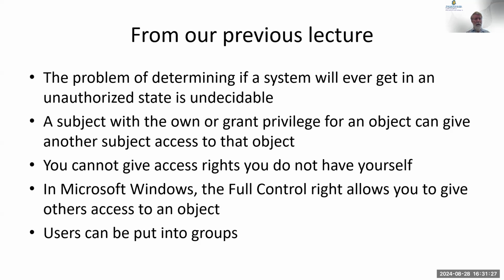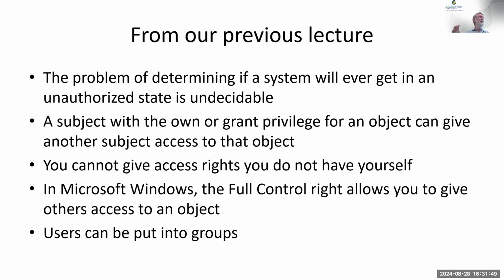And in Microsoft Windows, there are several levels, deny being the highest priority one, then full control. Full control gives you everything. And then there's write, which is read, write, and execute. Then there's read and execute, then just read, and then nothing. And that's it. You can put users into groups to make it easier to give access to a particular group.